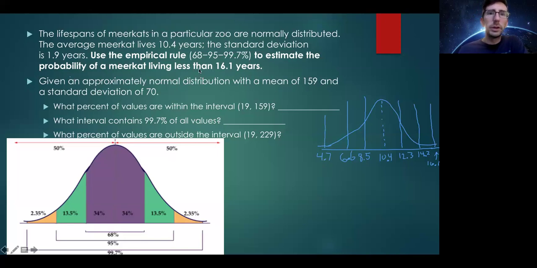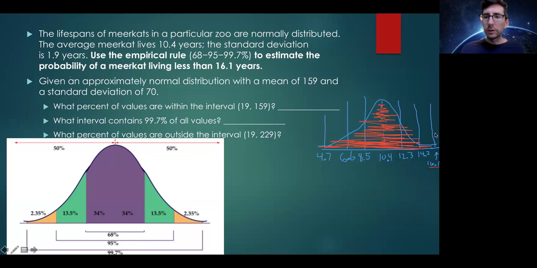So let's estimate the probability that a meerkat lives less than 16.1 years. So we're looking for the area under the curve of just about everything, right? If 16.1 is 3 standard deviations above, and we want the area under the curve to the left, and we know we need the area under the curve to the left because it wants the probability that a meerkat lives less than 16.1 years. How can we solve this?